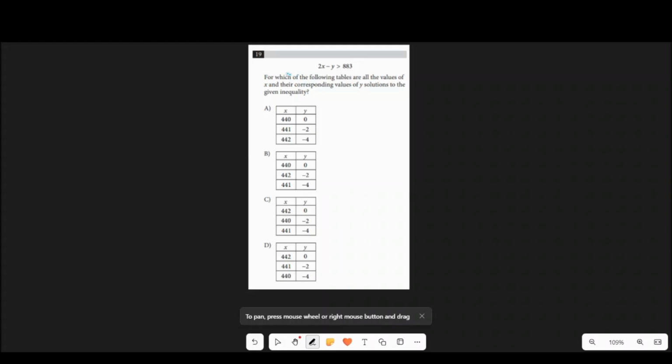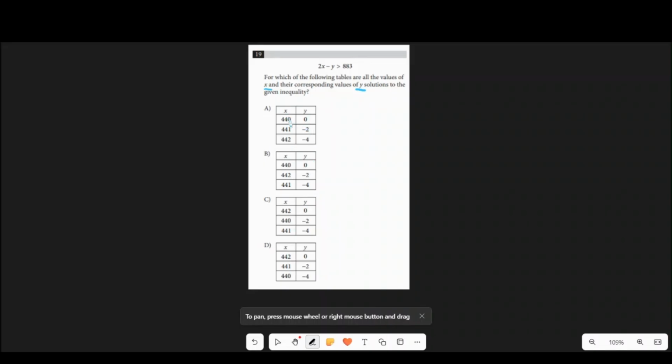This is a question from the 2024 Practice Bundle 5 Math Module 2, linked in the description below so you can follow along. For which of the following tables are all the values of x and their corresponding values of y solutions to the given inequality? And then they give us a bunch of different tables.